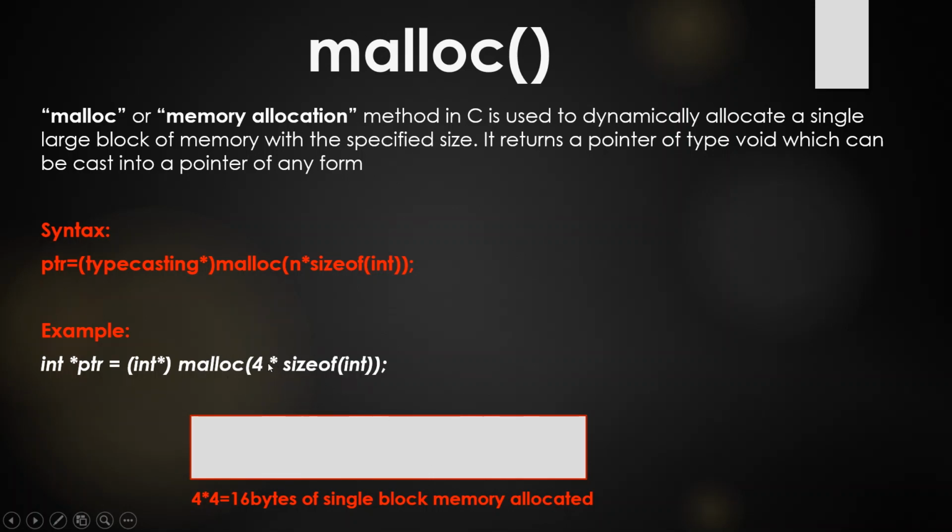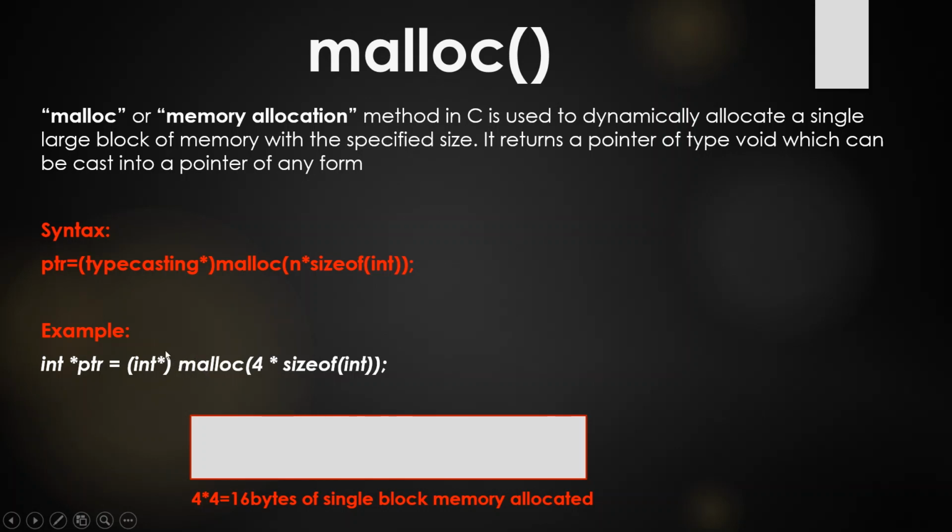Clear? 4 into sizeof int will be 4 bytes. 4 into 4, 16 bytes of memory. A single block of memory will be allocated in the heap. After allocating, malloc will return a void pointer. See, I have taken an int pointer here. If it returns a void pointer, it's abnormal, right? After allocating a memory, malloc will be returning a void pointer.